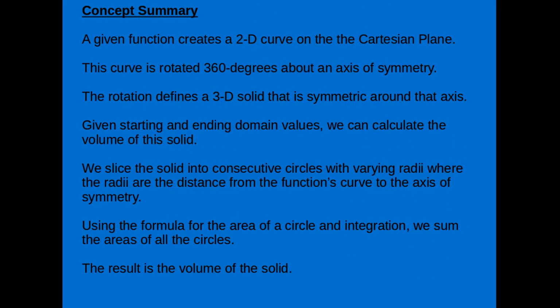So in summary, a given function creates a 2D curve on the Cartesian plane. We rotate this 360 degrees around an axis of symmetry. This defines a 3D solid that is symmetric about that same axis. Given some starting and ending x values or domain values, we can calculate the volume of this solid. We slice the solid into consecutive circles of varying radii, where the radii are the distance from that axis of symmetry. And using the formula for area of a circle, pi r squared, in integration, we sum the area of all these circles, and the result is the volume of our solid.